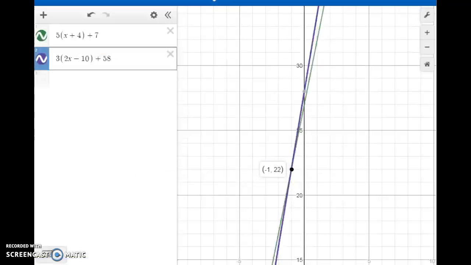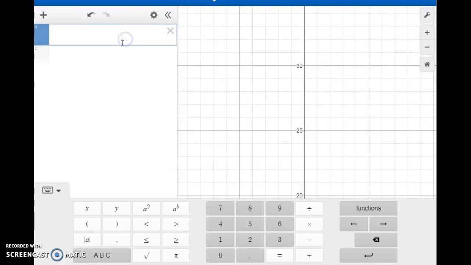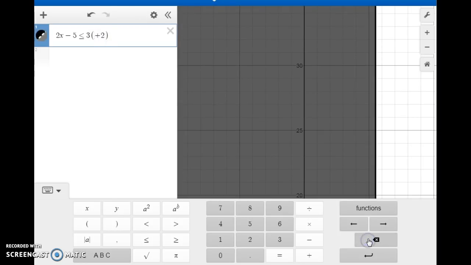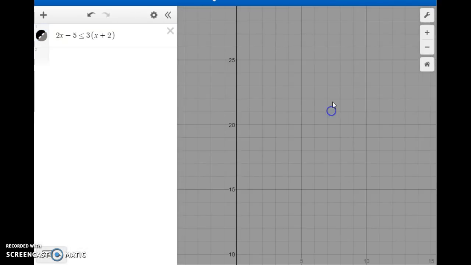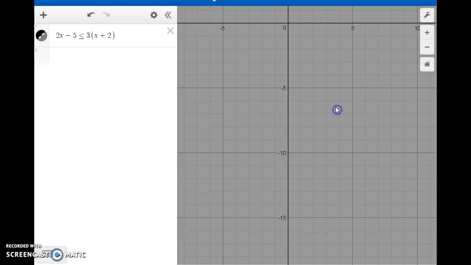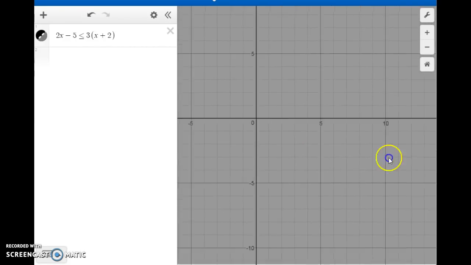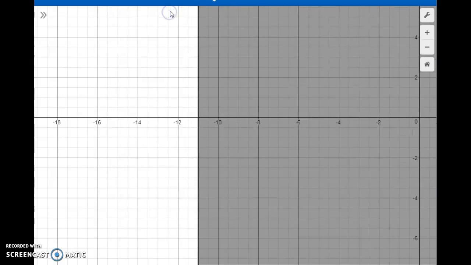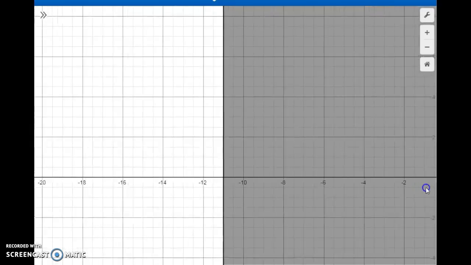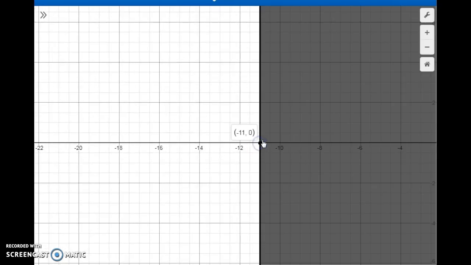You plug the entire inequality in, so it would be 2x minus 5 is less than or equal to, you can even put the inequality, 3 parentheses x plus 2. Okay, so let's see what's going on here. Where's my x-axis? There we go. Let's zoom out. It's kind of hard to see, so you kind of have to zoom and play with the screen a little bit. But I see that this is my line, and all of my shading is over here to the right, okay?